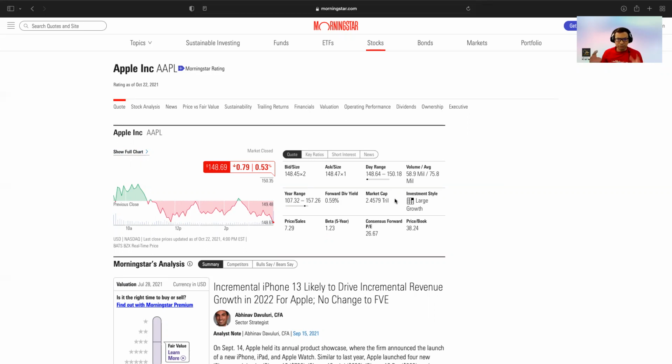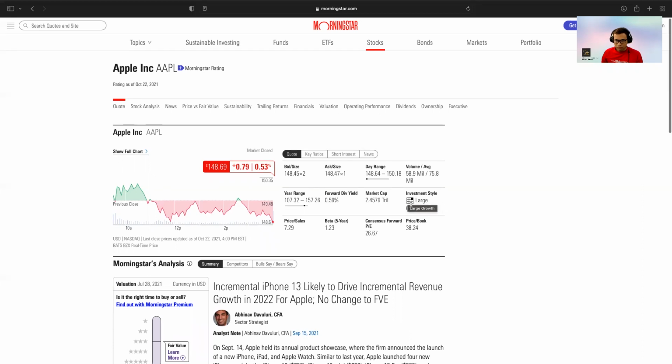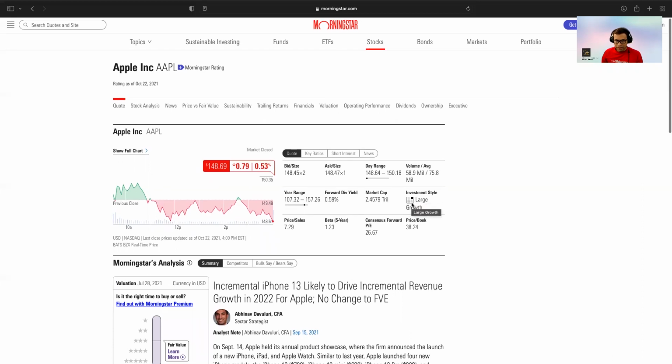And then the unique thing about Morningstar is it tells you the investment style of this company. Here we see the top right corner is large, and from left to right, the left one is value and the right one is growth. From bottom to top is whether it's a small company or a large company. So when you see the small black rectangle on the top right, it means that this is a large and growth company.